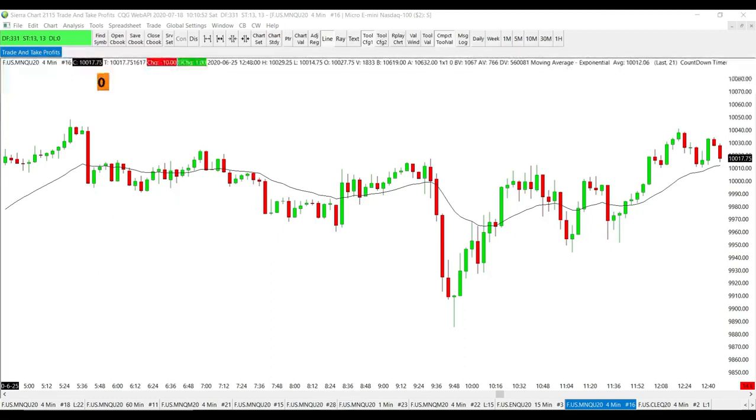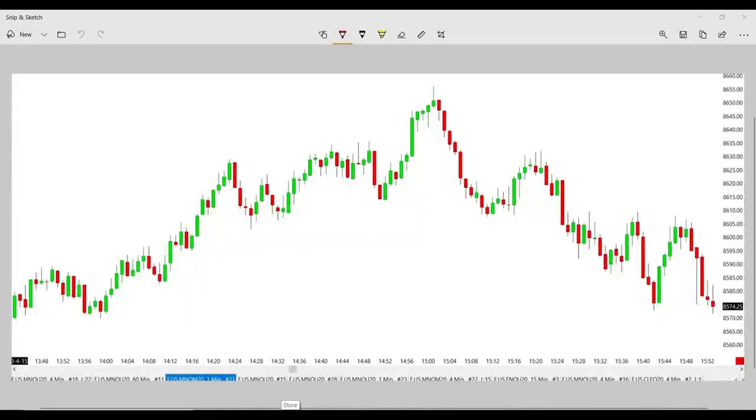Now, the first thing I want you guys to know is the head and shoulders pattern. We have the inverse head and shoulders and we have the regular head and shoulders. Let me show you a head and shoulders pattern real quick. The head and shoulders pattern looks like this. You usually have the head poking out, you have the left shoulder, and then you have the right shoulder.